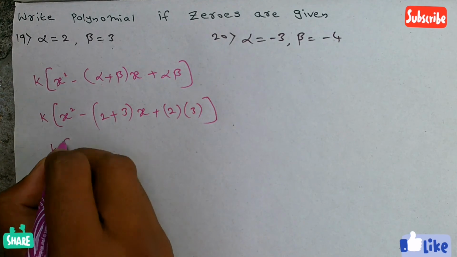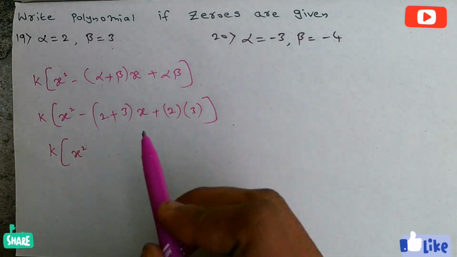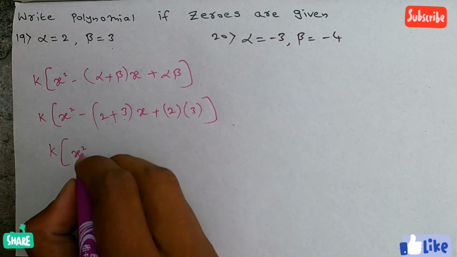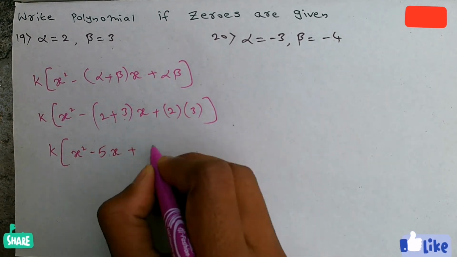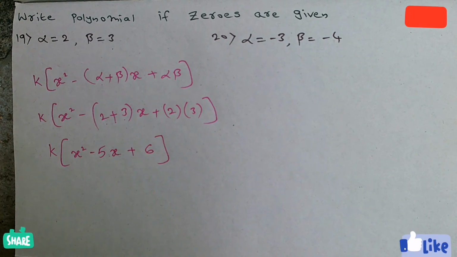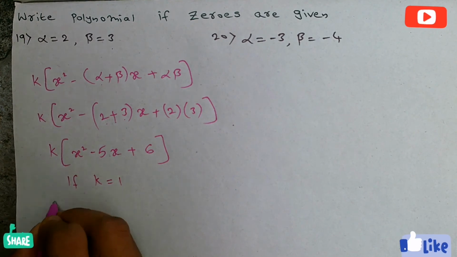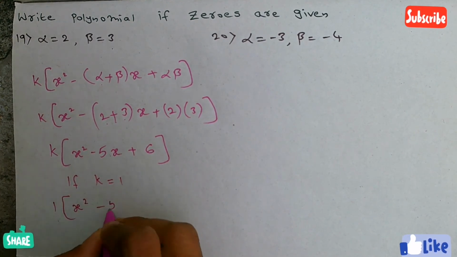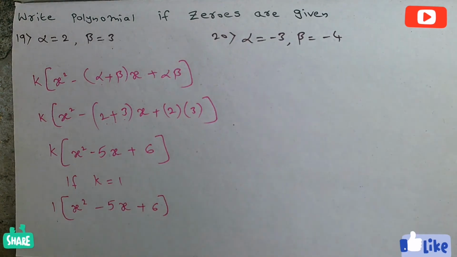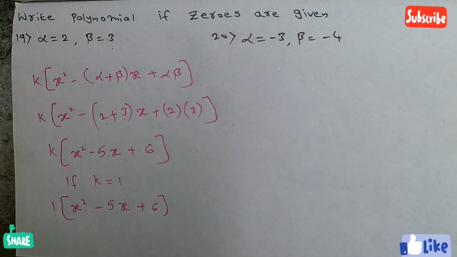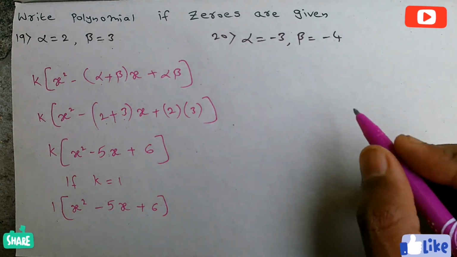Let us simplify. K into x square, 2 plus 3, 5, this is minus, so minus 5x plus 2 into 3, 6. After solving it completely, if no denominator is there, then take the k value as 1. If k equals to 1, so 1 into x square minus 5x plus 6. 1 into x square minus 5x plus 6 is nothing but again x square minus 5x plus 6 only. That is the polynomial. Next, alpha is given as minus 3 and beta is given as minus 4.